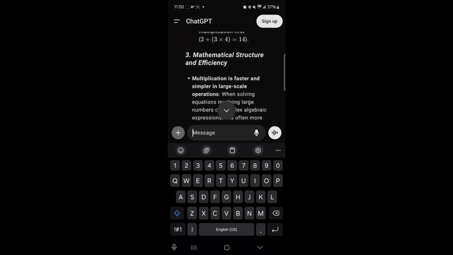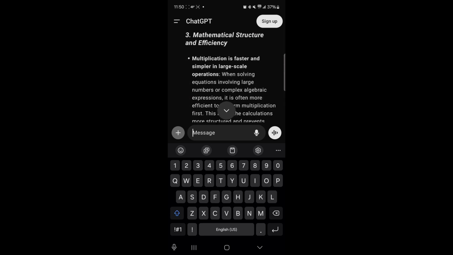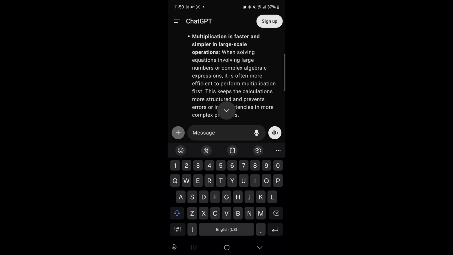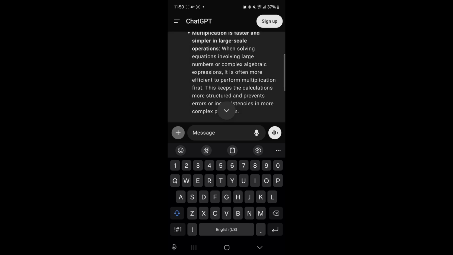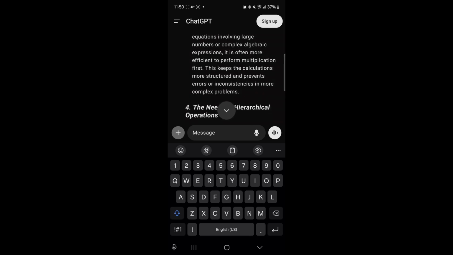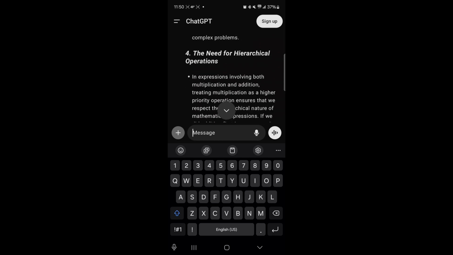Point number 3, they make mathematical structure and efficiency. Multiplication is faster and simpler in large-scale operations. That's why I like to call it a shorthand for repeated addition. When solving equations involving large numbers or complex algebraic expressions, it is often more efficient to perform multiplication first. This keeps the calculations more structured and prevents errors or inconsistencies in more complex problems.